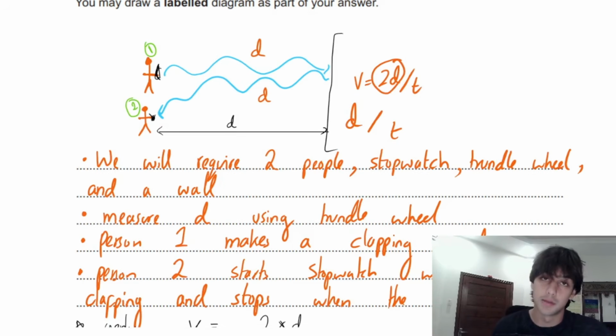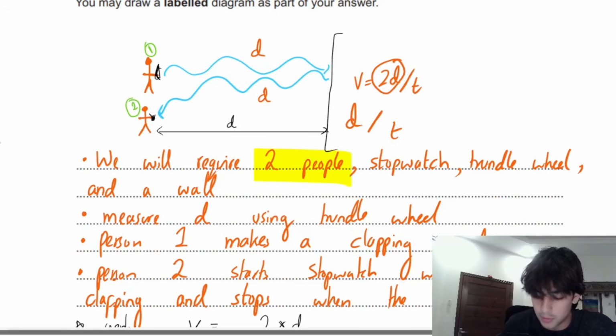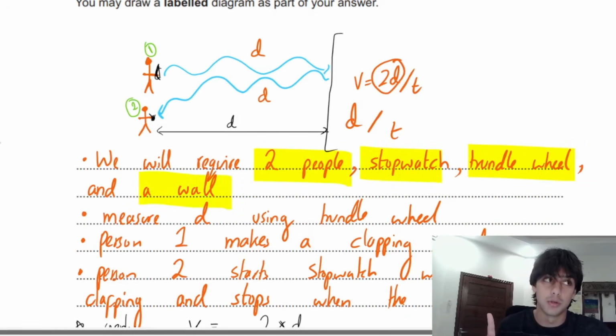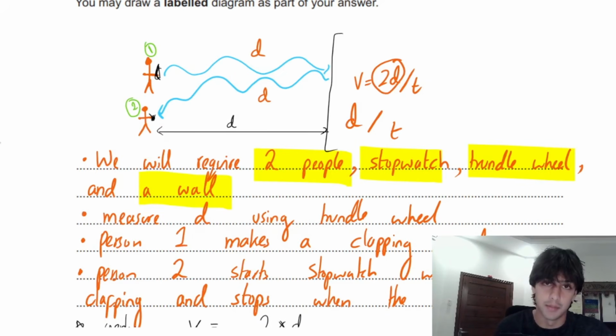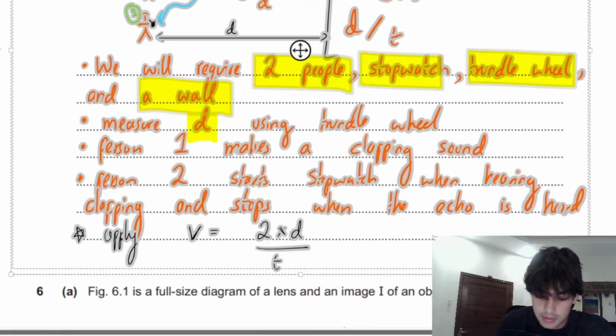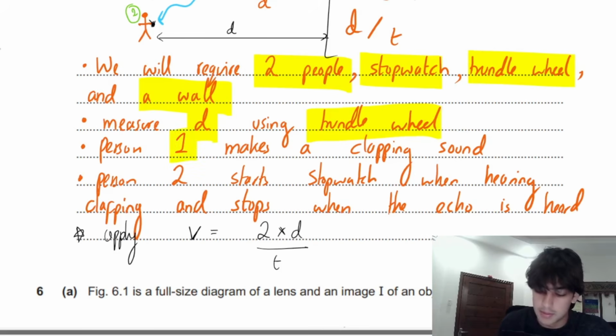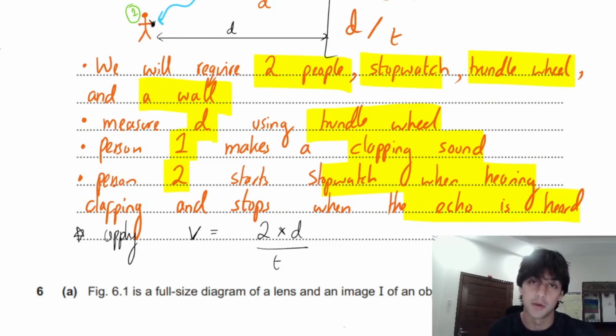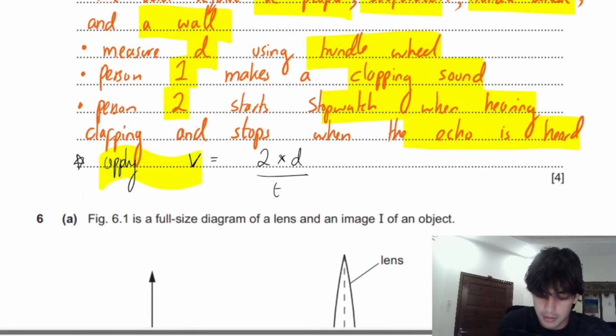So this is how we're going to frame our answer. We require two people, a stopwatch, a trundle wheel, and a wall. This is a trundle wheel, for measuring long distances like beyond 1 meter. We measure the distance using a trundle wheel. Person 1 makes a clapping sound. Person 2 starts the stopwatch when he hears it and stops when the echo is heard. Again, we're just describing what we did. And then we apply the formula v equals 2 times distance divided by time.